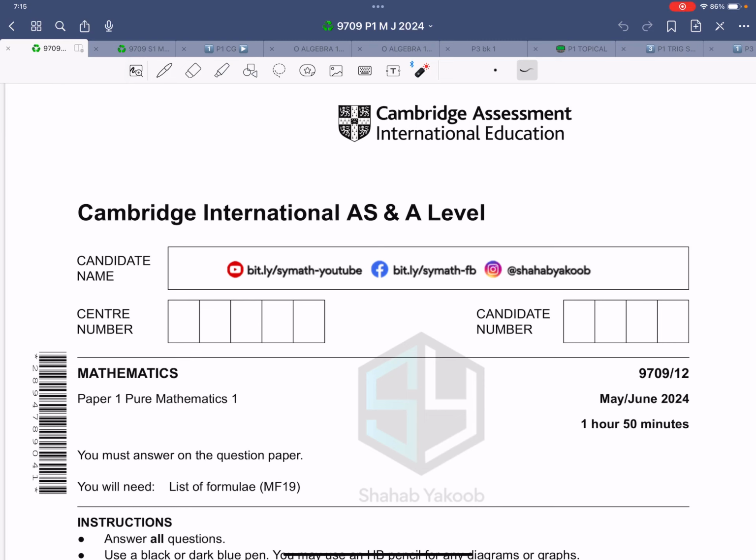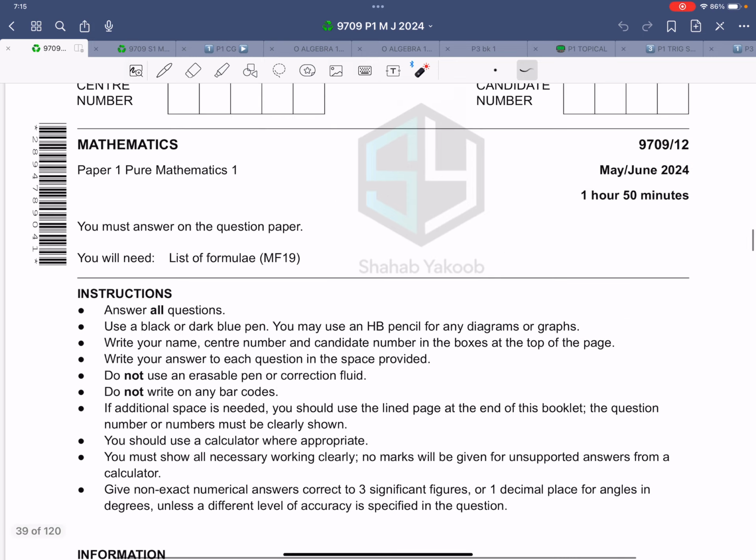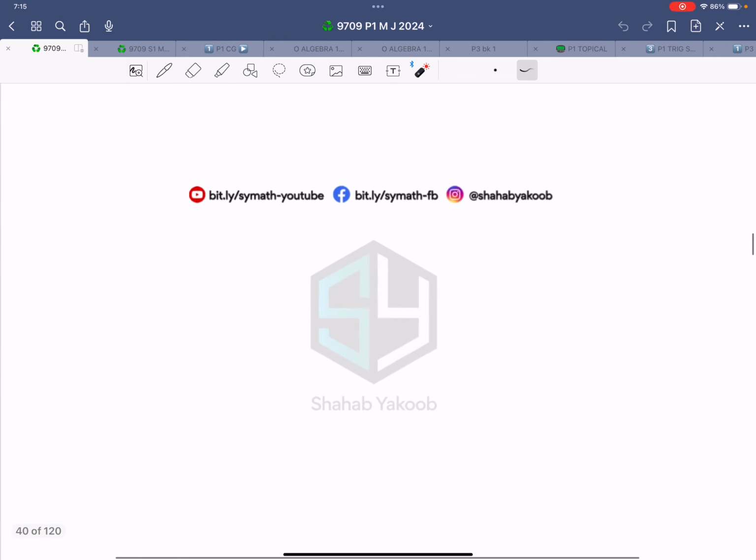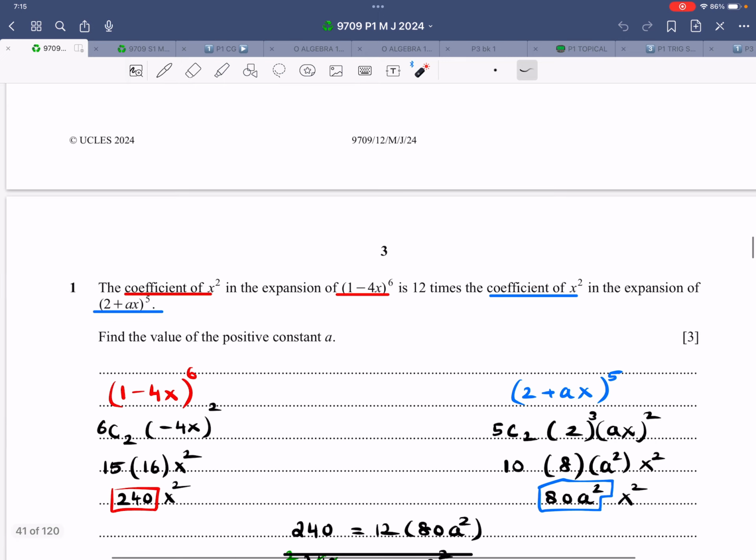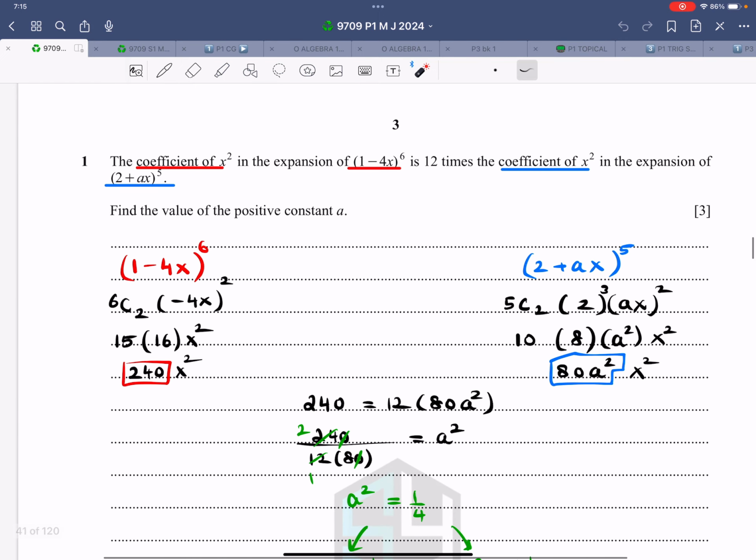Hello everyone, we are solving Pure Math P1 paper of CAIE, Cambridge Assessment International Exam, and this is an AS level paper. So this paper belongs to the May-June 2024 session and this is variant 1-2. So it's a walkthrough solution. The solution is already there for you, so you'll be able to go over the paper in the shortest possible time. Let's look at question number 1.